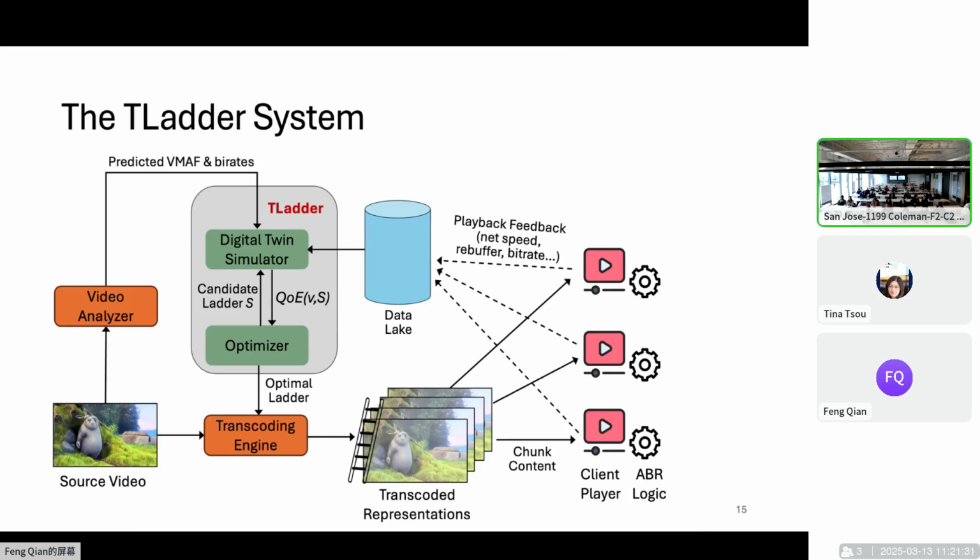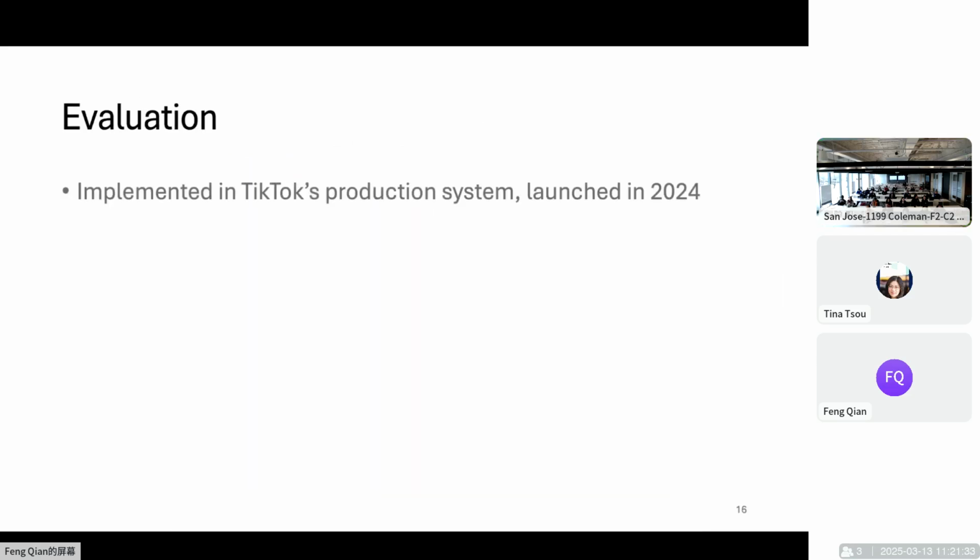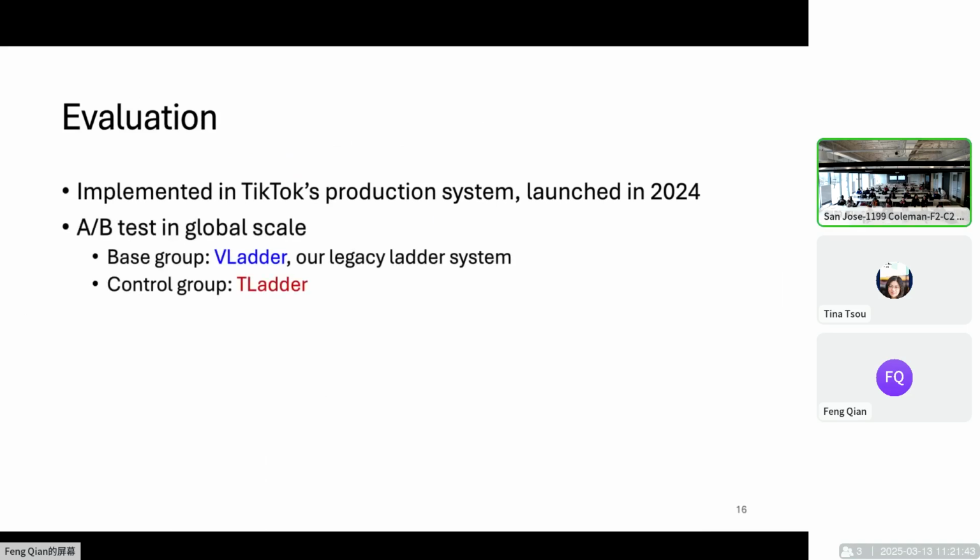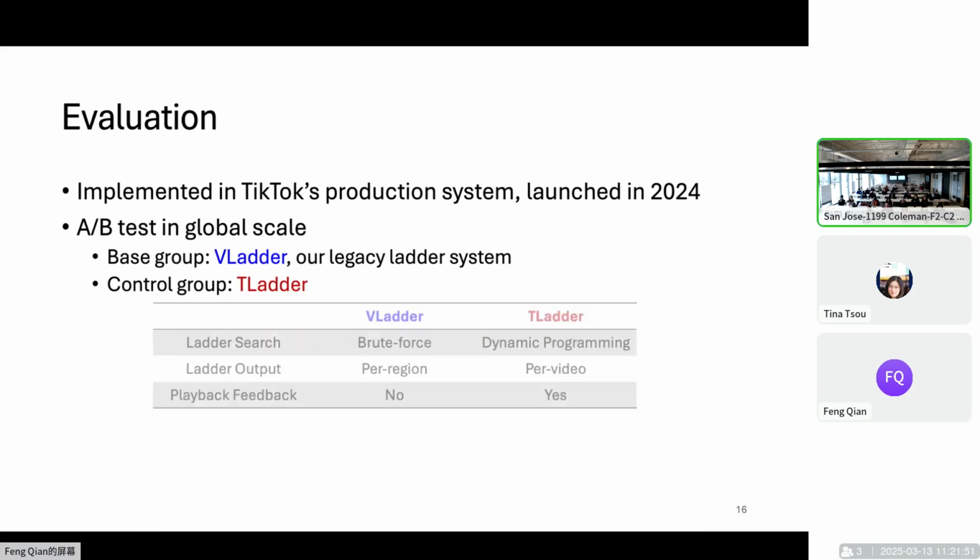Okay, now let's talk about the evaluation. I'll finish in 3 minutes. We implemented this in the TikTok production system. It was launched in 2024, and we do A/B tests at global scale. The base group is called V-ladder, which is our legacy laddering system, and we compare it with T-ladder, which is the test group.